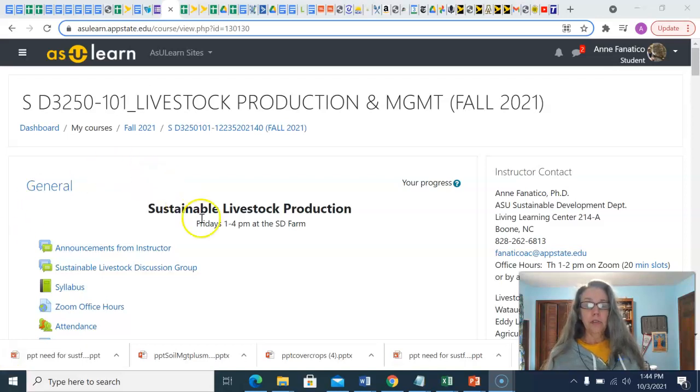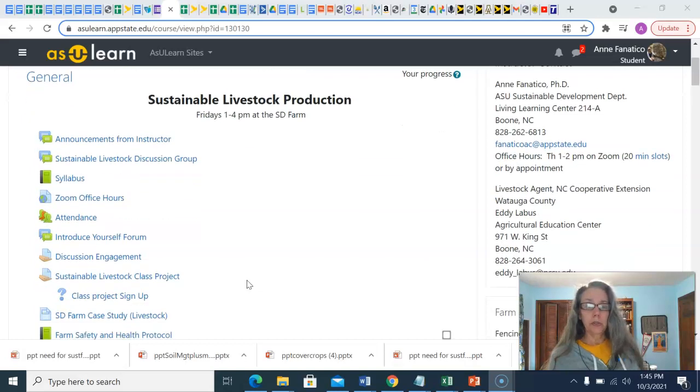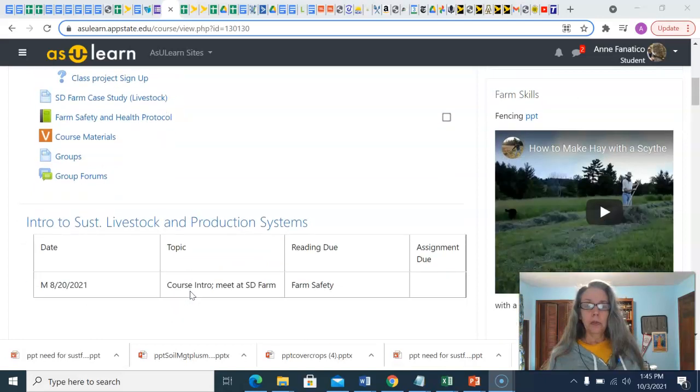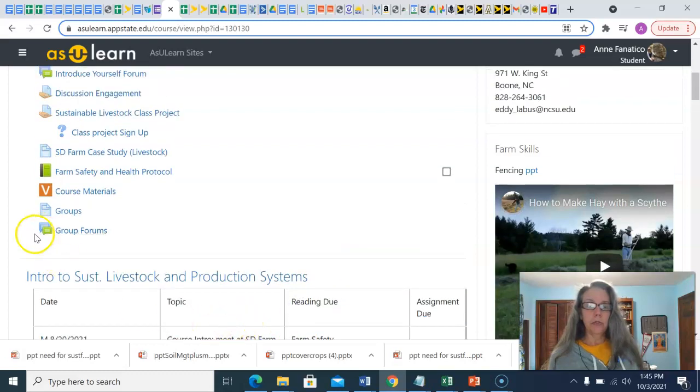This is a study guide for the livestock midterm exam. You can prepare for the exam by using our ASU Learn study site and also materials that we've covered.